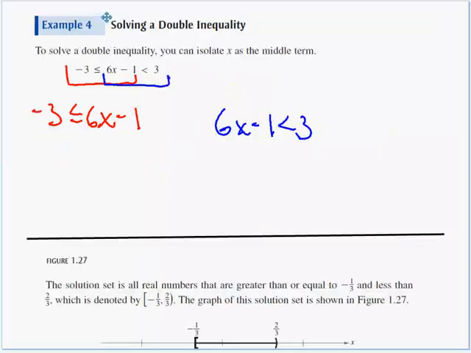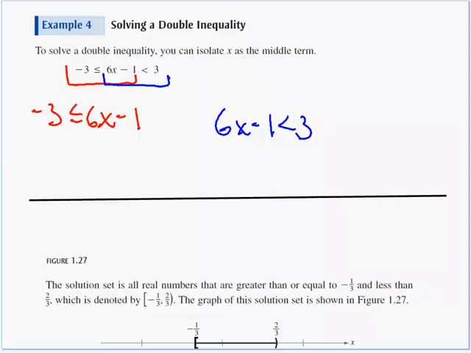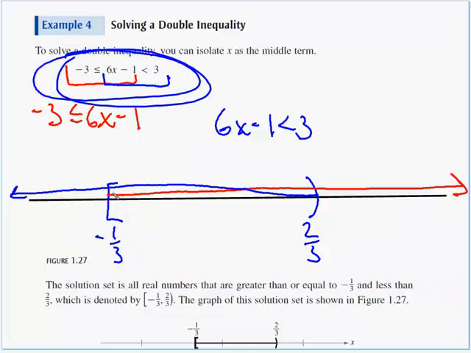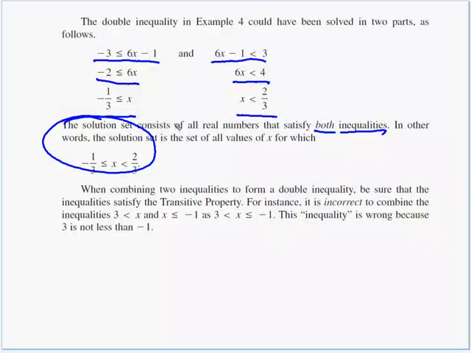And if we go back to, I wish I hadn't erased my graph. Again, we had 2/3 here with a parenthesis, and negative a third here with the bracket. The numbers greater than or equal to negative a third go all the way over here. The numbers less than 2/3 go all the way over here. The solution set to the double inequality is where we actually overlap, where we have the red and the blue together. So with the double inequality, we have to satisfy not just one of the inequalities, but both.